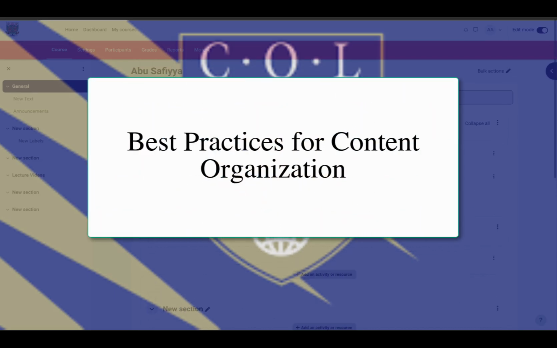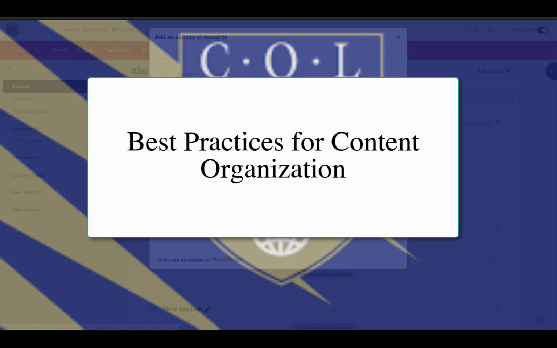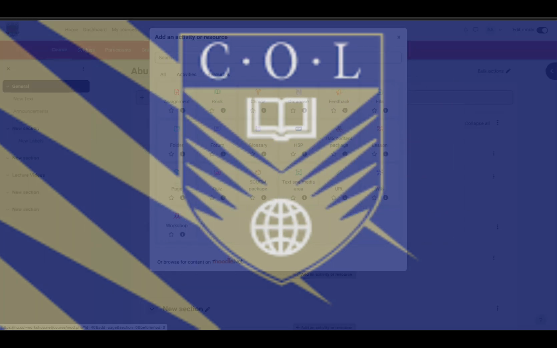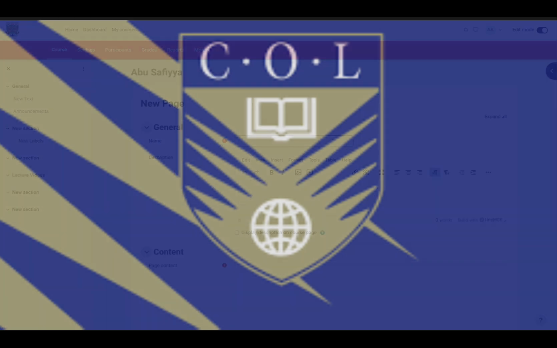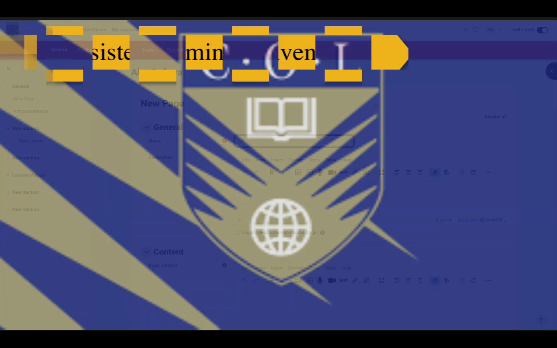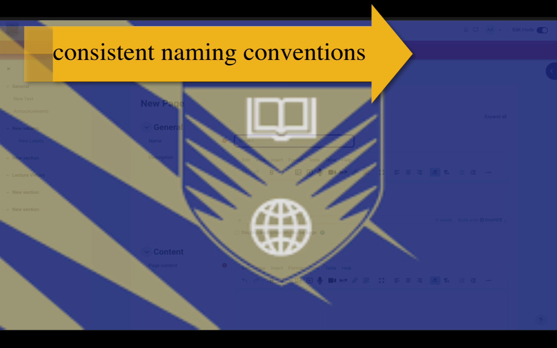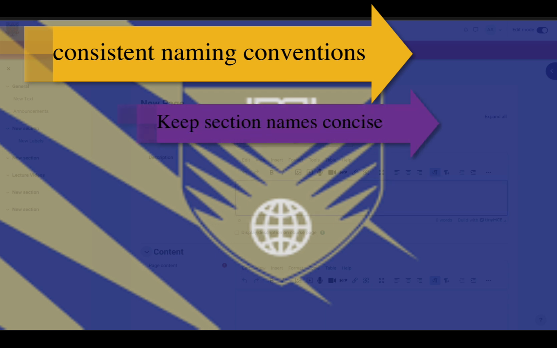You may be curious to know the best practice for content organization. Before we wrap up, here are some best practices for organizing your course content. Use a consistent naming convention for sections and items. For example, Week 1, Introduction to Physics. Keep section names concise yet descriptive.